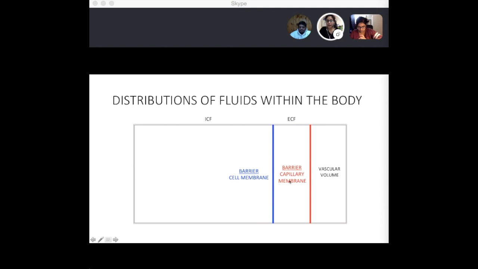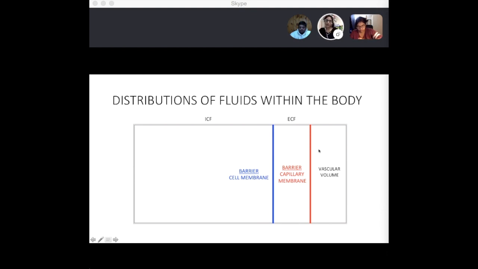And then the next barrier that's relevant here is the barrier between the plasma volume and the interstitial fluid. It's known as a capillary membrane. So remember, the vascular volume is like our blood, and then we have our interstitial fluid. So here, this barrier is going to be for large particles like proteins. And that becomes clinically correlated in regards to edema. I'm not going to talk about that today, but that is why it is important.